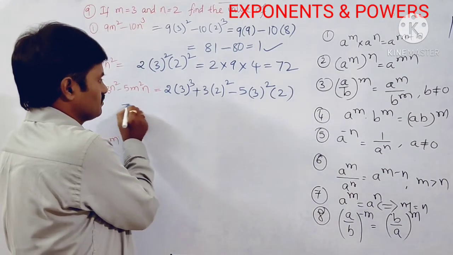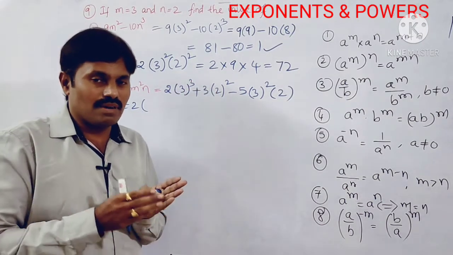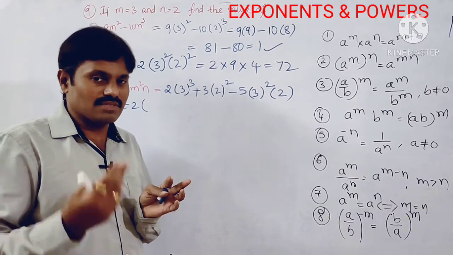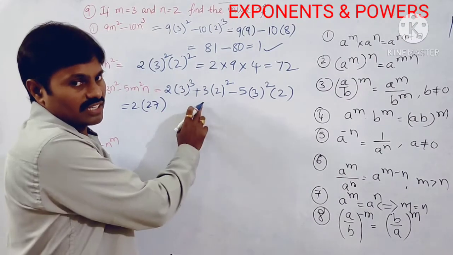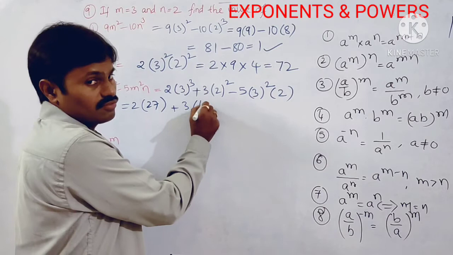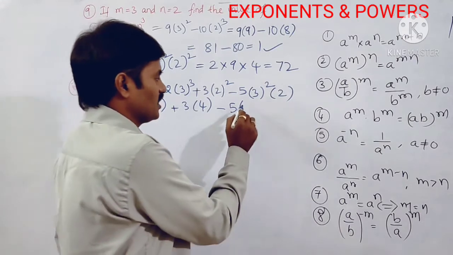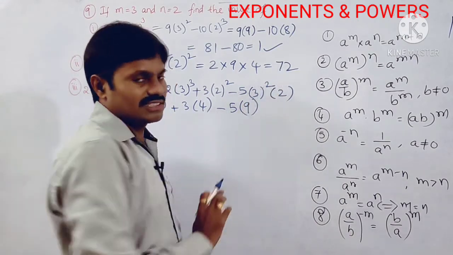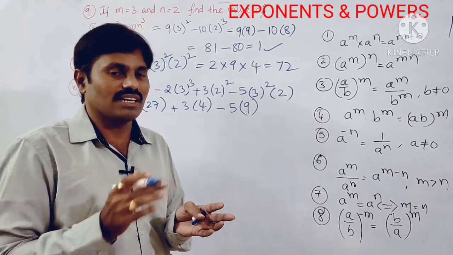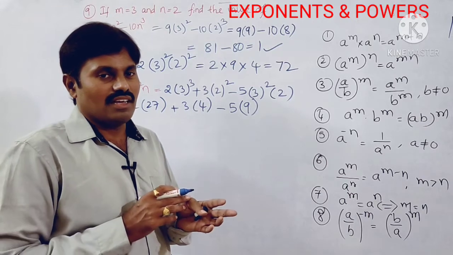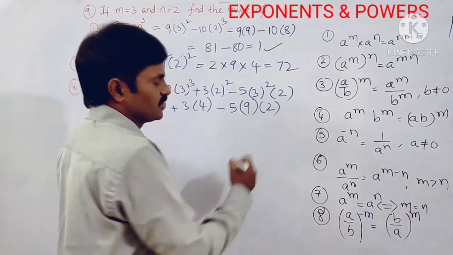Now simplification. 3 cube value. So 3 into 3 is 9. Don't write like 3 cube is 3. You have to multiply 3 by itself 3 times. 3 into 3 into 3 is 27. What is the next one? Plus 3 into 2 square. 2 square value is 4, minus 5 into 3 square, value 3 into 3. Some of you are doing 3 into 2 is 6. No, 3 square means you have to multiply 3 by itself 2 times: 3 into 3. A square is equal to A into A, A cube is equal to A into A into A. Like that, 3 square is equal to 3 into 3.